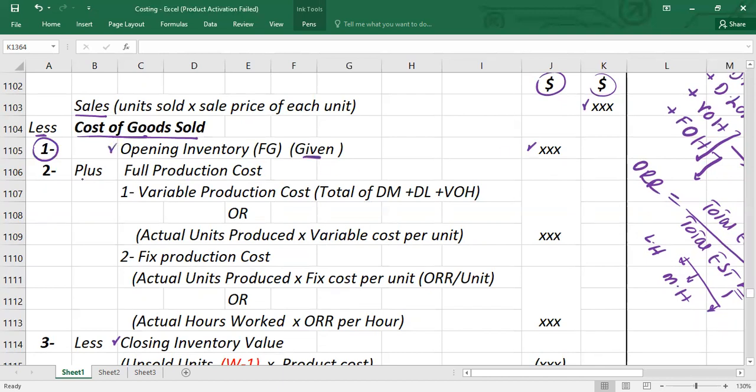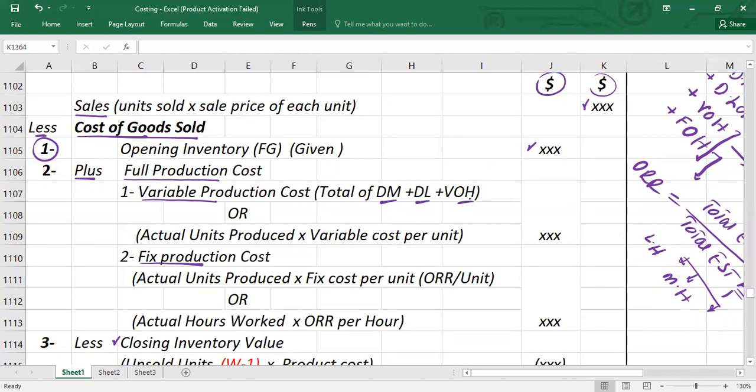It is given. So then you have to add here production cost. We have to add full production cost. And guys, full production cost might include, and it includes, by the way, two types of cost: variable production cost and fixed production cost. So here we are treating separately. So guys, variable production cost will include cost of direct material, direct labor, and variable overhead.